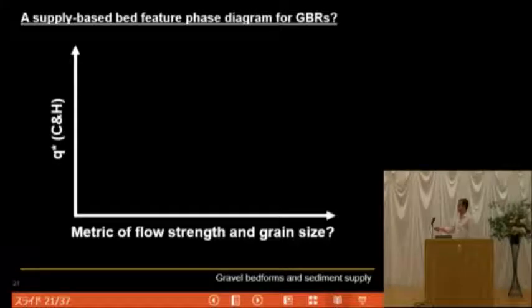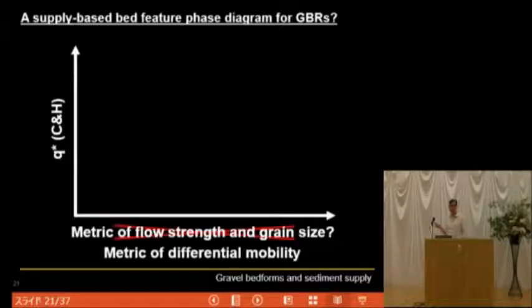And then we started out playing around with the Shields number on this axis right here, and we tried a whole bunch of different things. And something dawned on us in the process, and that was that what we actually needed on this axis was a metric of the differential mobility of grain size distributions. The reason being is that the differential mobility of grain size distributions ultimately affects what emerges in terms of the bed structure.